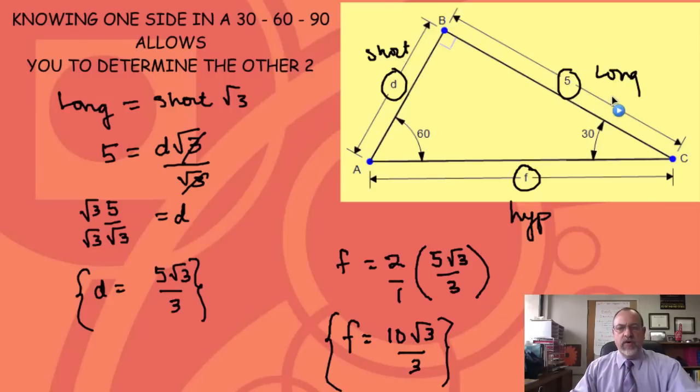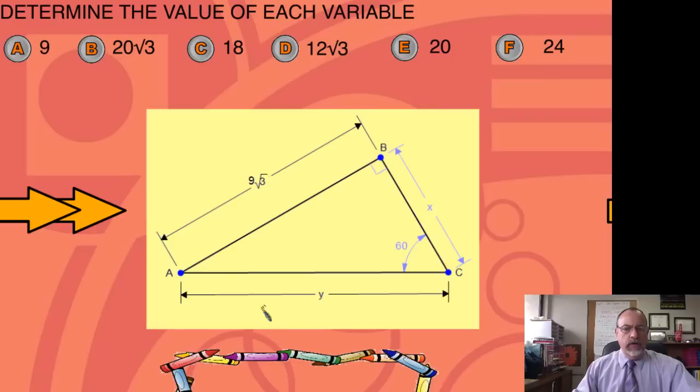So you can notice how I couldn't determine f directly. I had to figure out the shorter leg first and then take that value and figure out f, which is the hypotenuse. Okay? So again, look at the information, decide which equation is best to start with, simply solve the equation, and then work your way around to what you need to determine.